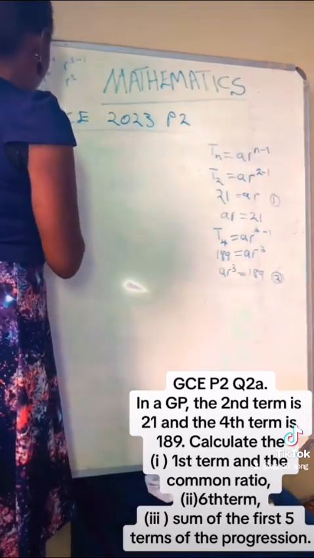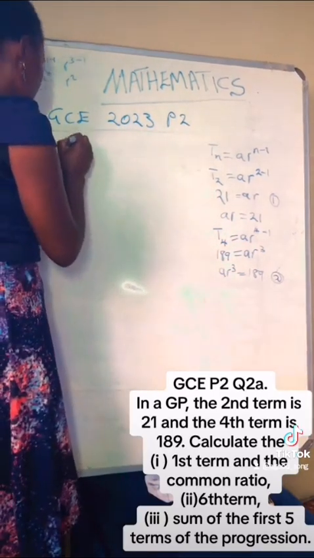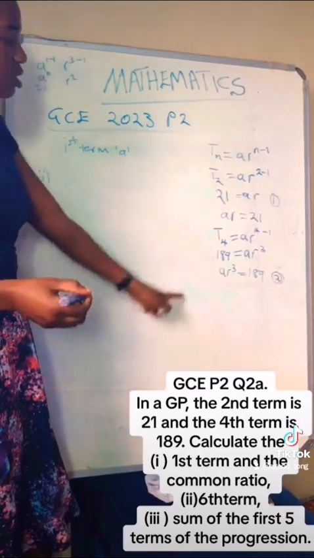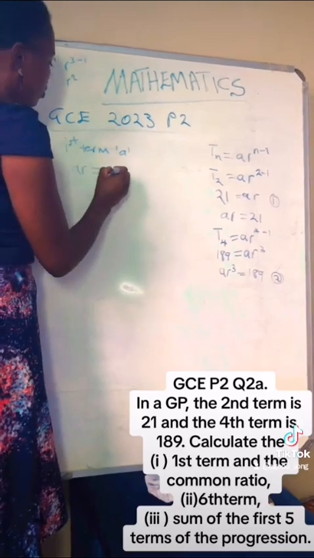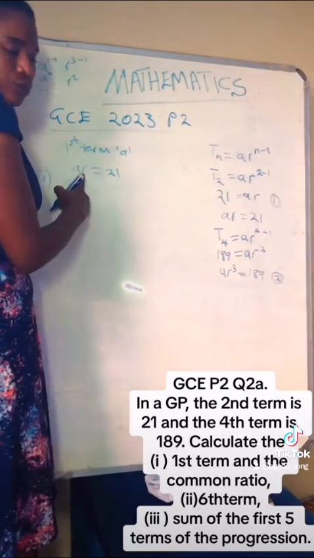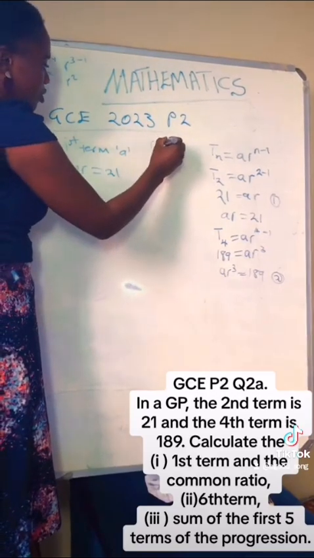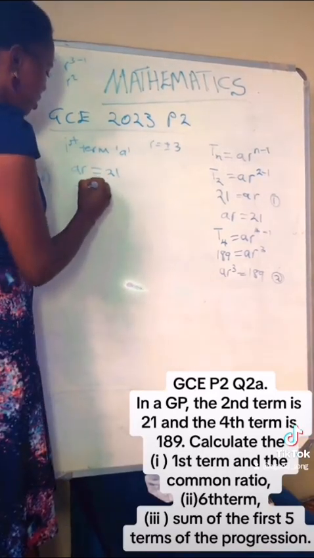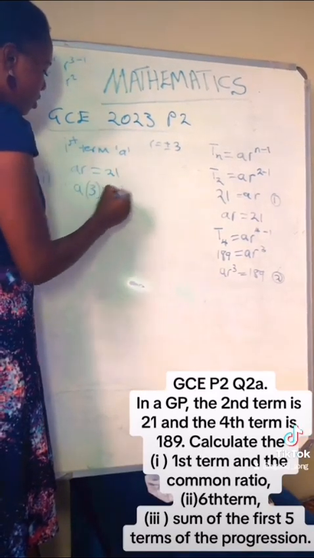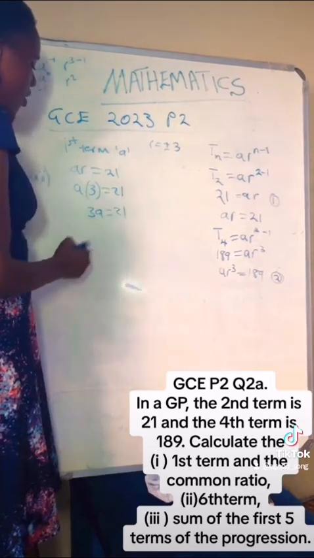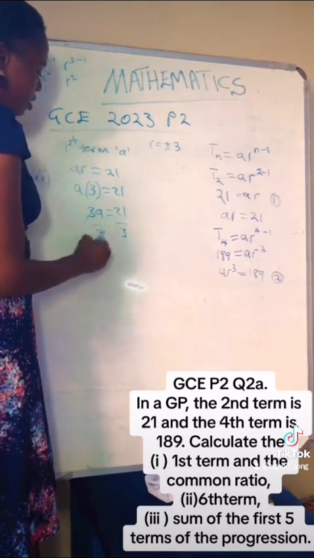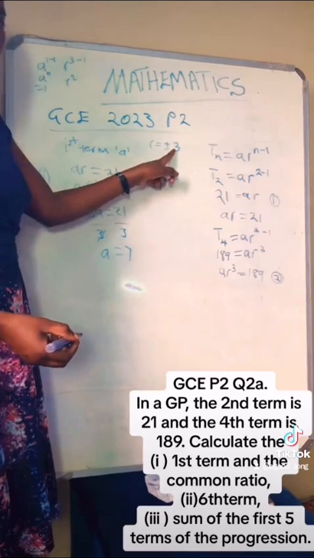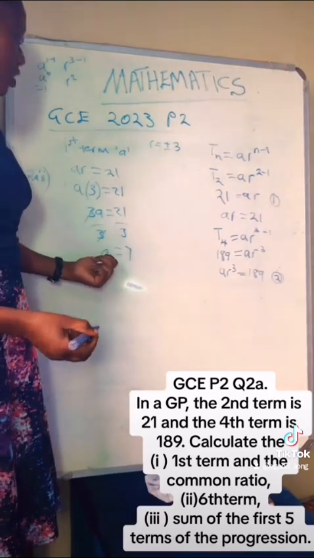Okay, so we go to A2 where we are finding the first term A. So I'm going to use one of these equations. I can get the first one, which is AR equals 21. I know R. Remember we said R equals positive or negative 3. So if I get positive 3, I have A, substitute R with positive 3 equals 21. A times 3 is 3A equals 21. Divide both sides by 3. This will give me A as positive 7. So if my ratio is positive 3, then the first term will be positive 7.